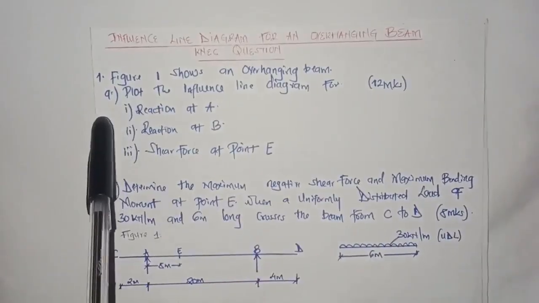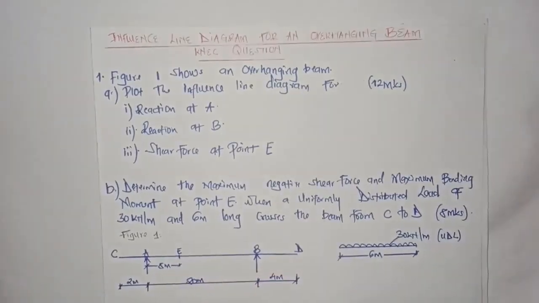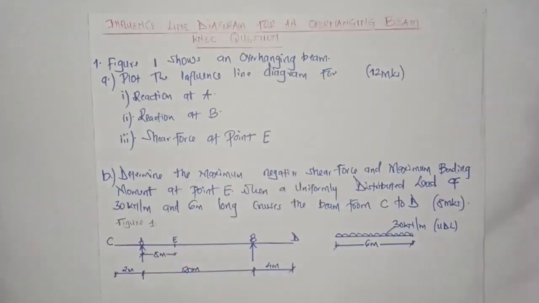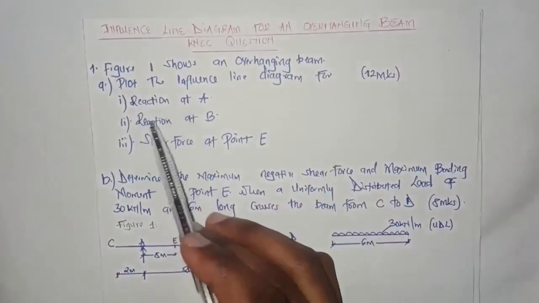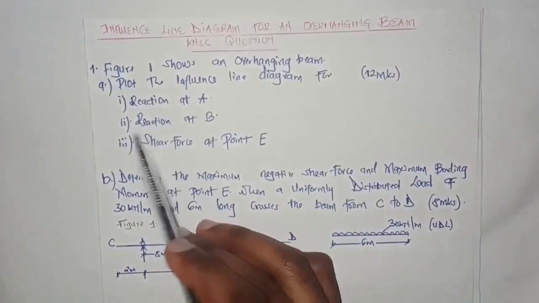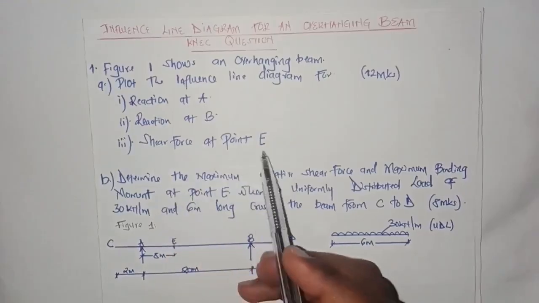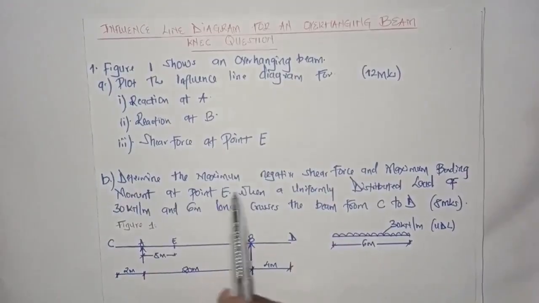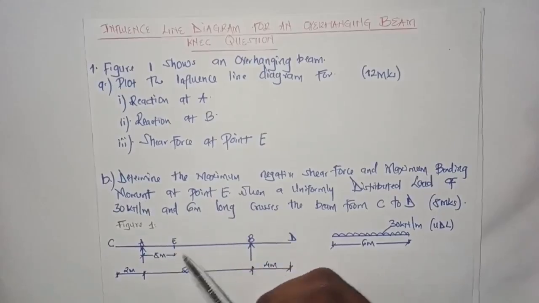Figure 1 shows an overhanging beam. This is our figure 1 here. I hope you can see it. A says plot the influence line diagram for reaction at A, reaction at B, and shear force at point E. And B, determine the maximum negative shear force and maximum bending moment at point E.